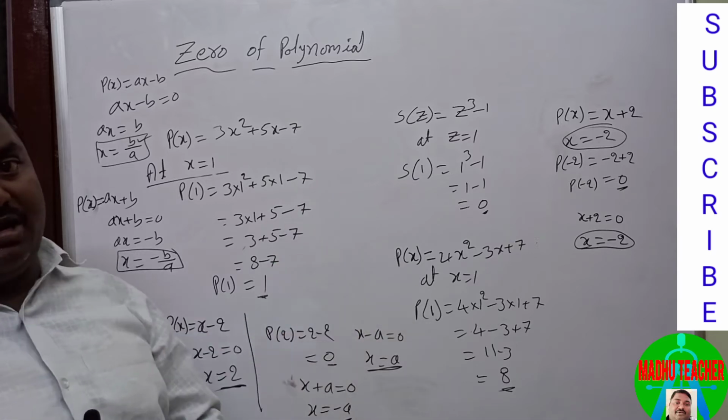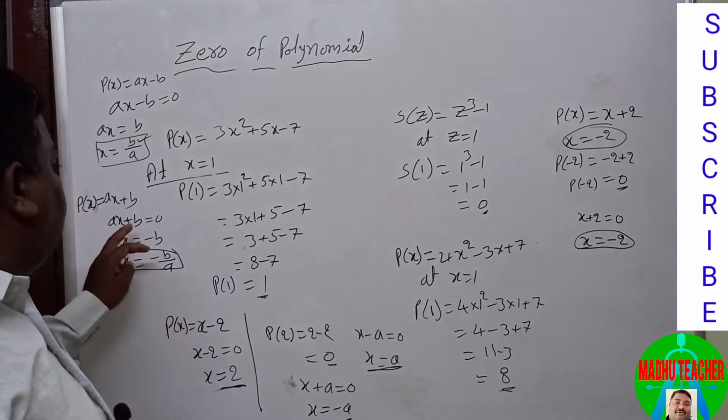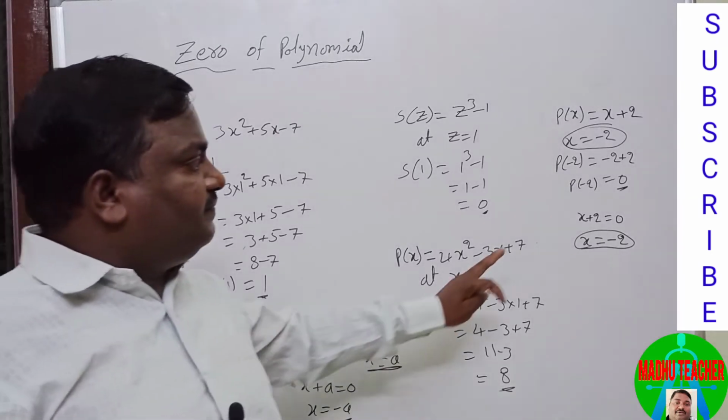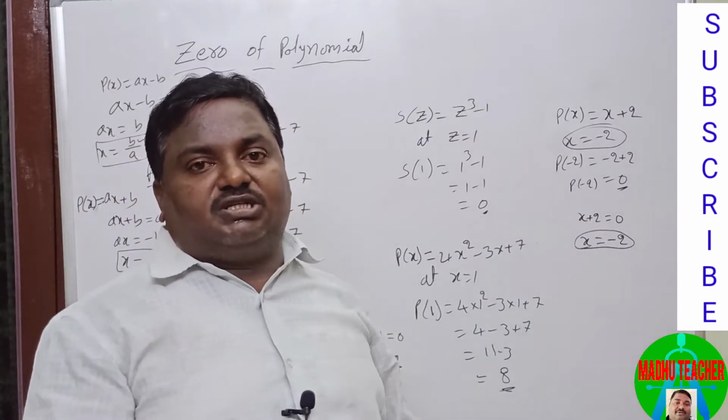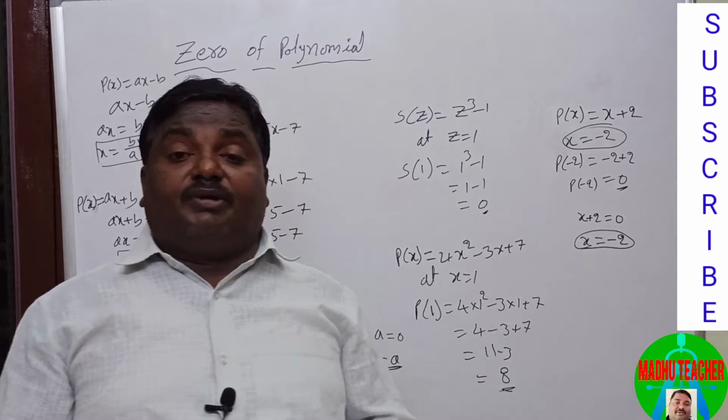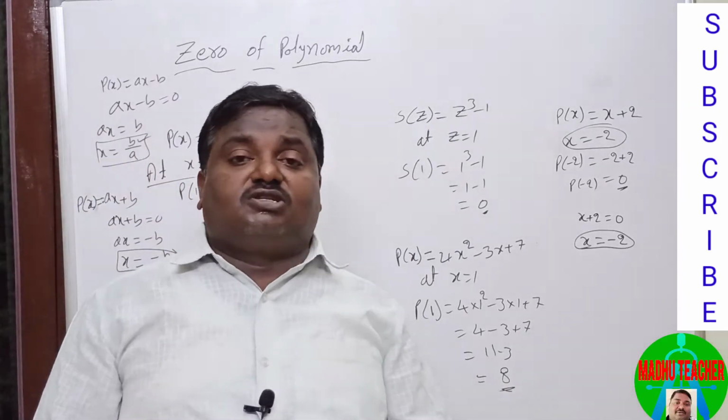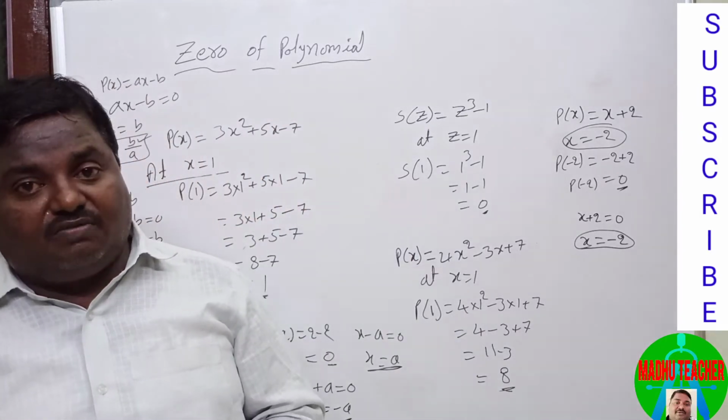That is the trial and error method. Otherwise, we can find it using this method: by solving the equation. Just write it equal to 0, it will become an equation. Then solve that equation, and we will get the 0 of the polynomial.